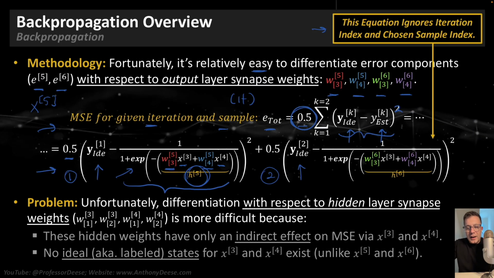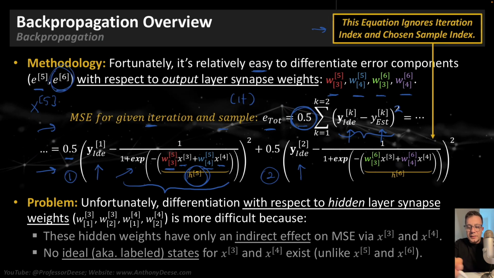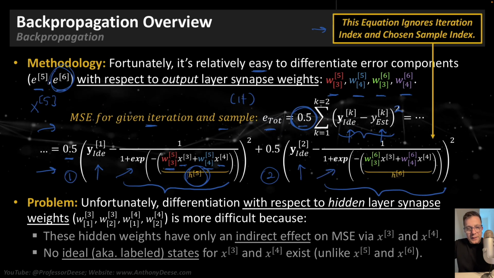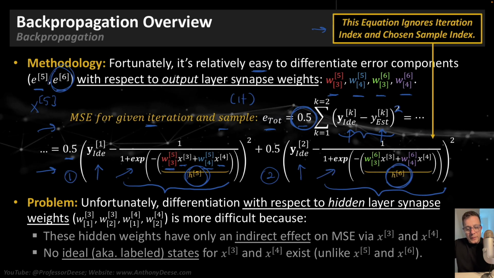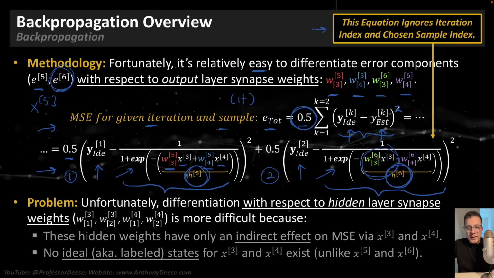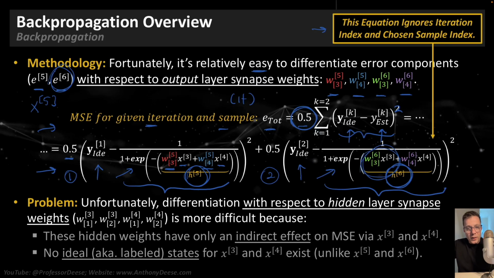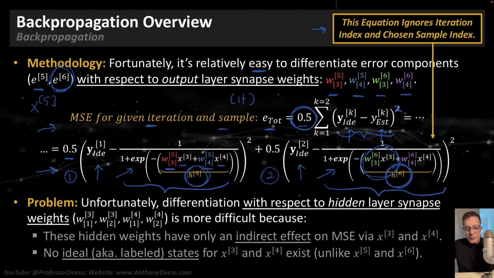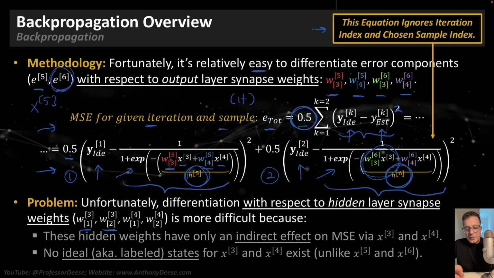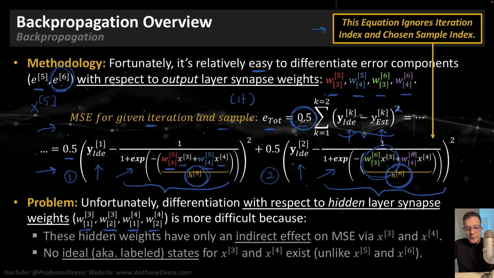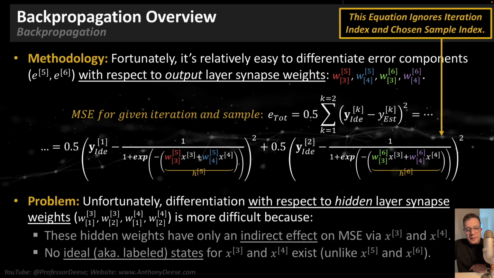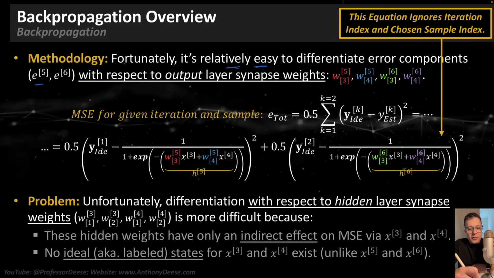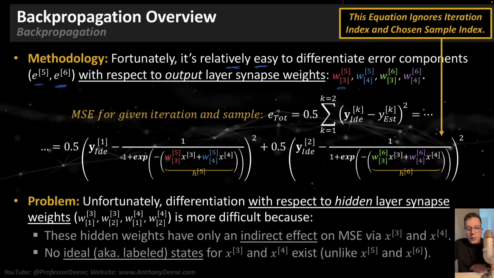The second element of the ideal output array is associated with x6, and we subtract from that the calculated or estimated output. We apply the sigmoid activation function to H superscript 6, which is the weighted sum of the synapse weights and activation values or states that are connected directly to it. Now, unfortunately, differentiation with respect to the hidden layer synapse weights, W13, W23, W14, and W24, is going to be more difficult. Before moving on, I did want to discuss specifically why it's relatively straightforward to differentiate the two error components E5 and E6 with respect to these 4 synapse weights.